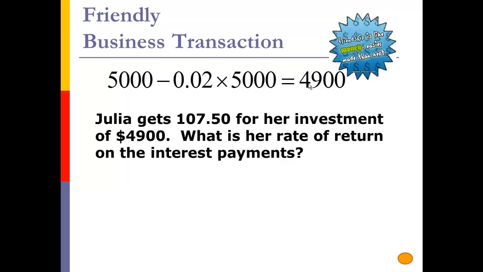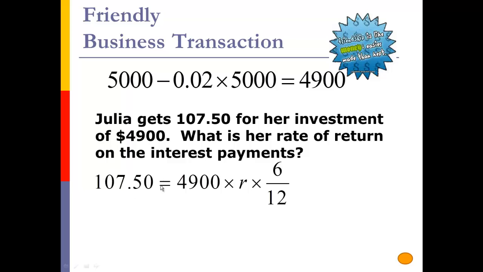And then one last question here is what we want to look at is the rate of return. So basically, Julia now has paid, she didn't pay $5,000 for this bond, she's paid only $4,900. But she's receiving $107.50. You may remember, $107.50 was calculated based upon $5,000 and a different interest rate. And so now we want to figure out, hey, what would be the interest rate if we received $107.50 but only invested $4,900. And so that's what we're going to do.